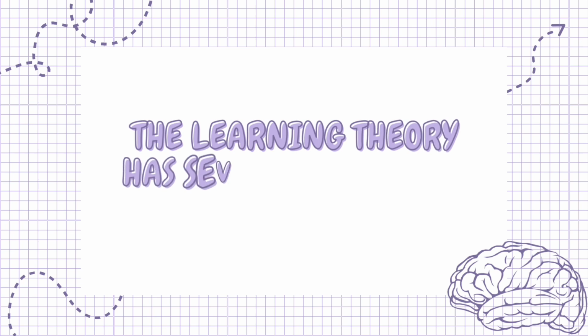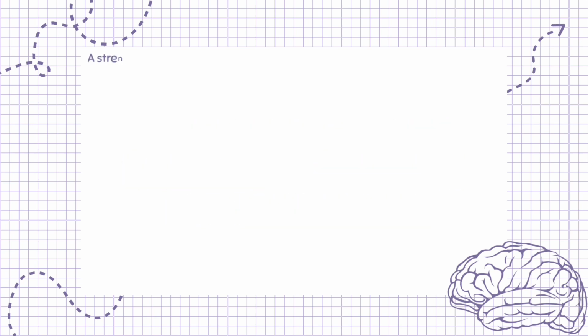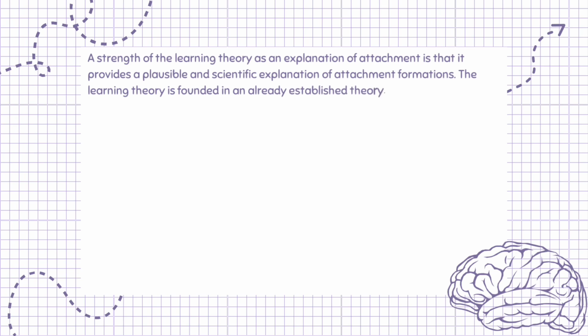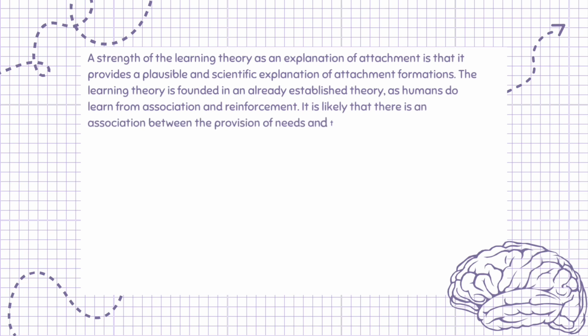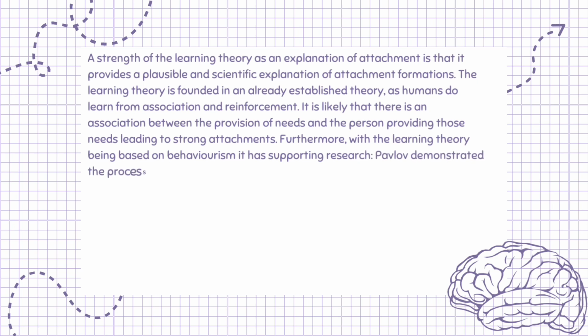The learning theory has several strengths and limitations. A strength of the learning theory as an explanation of attachment is that it provides a plausible and scientific explanation of attachment formations. The learning theory is founded in an already established theory, as humans do learn from association and reinforcement. It is likely that there is an association between the provision of needs and the person providing those needs, leading to strong attachments.